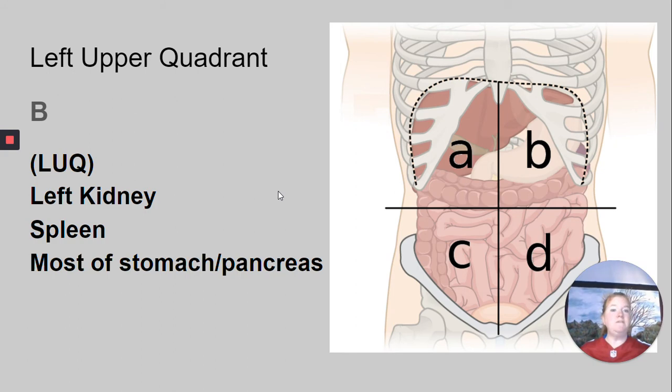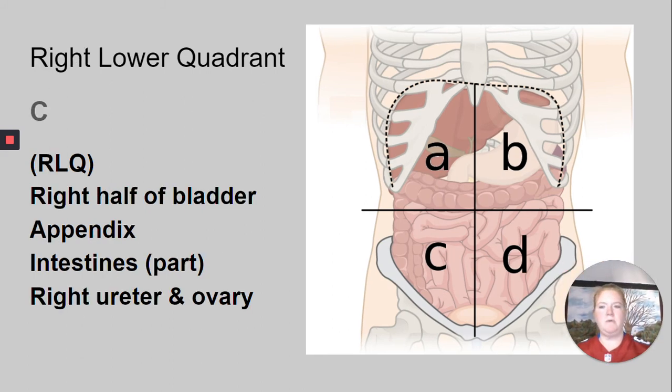B, the left upper quadrant. The ones I want you to remember in the left upper quadrant are the left kidney, hard to see in this picture because the kidneys are closer to the posterior of your body, closer to the back. The spleen, kind of hidden behind the stomach over here, and most of the stomach and pancreas. So remember that for left upper.